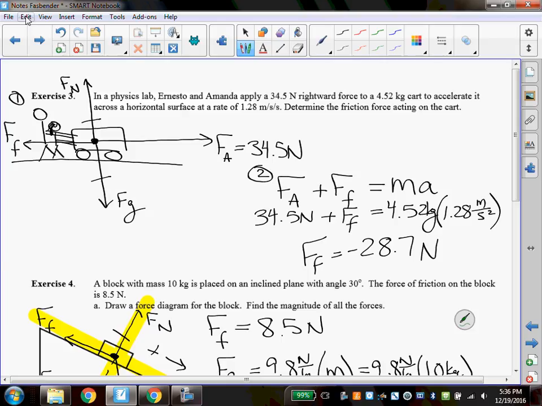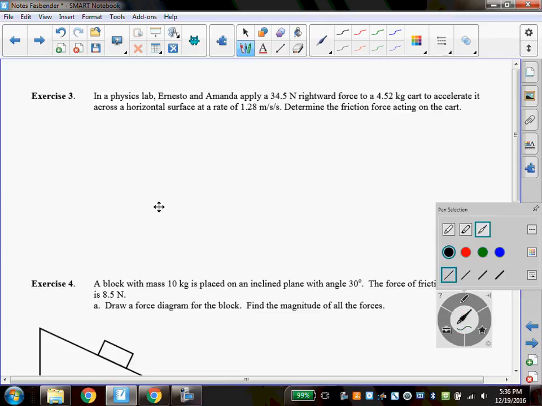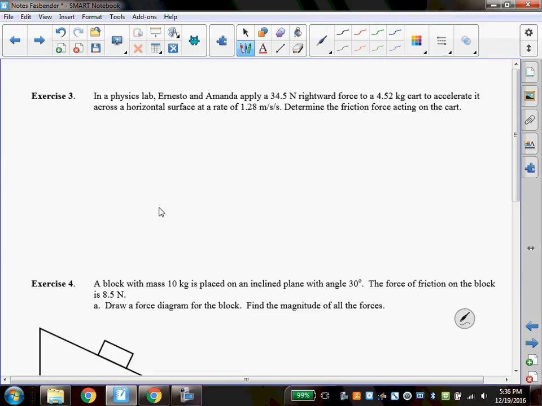Let's flip the page and do exercise 3. Exercise 3 is much more similar to what I'm going to be asking you guys to do on quizzes and tests. In the physics lab, Ernesto and Amanda apply a 34.5 Newton rightward force to a 4.52 kilogram cart to accelerate it across a horizontal surface at a rate of 1.28 meters per second squared. Determine the friction force acting on the cart.